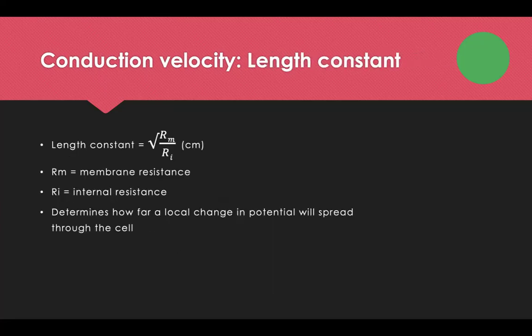Next is the length constant. So this is a measure of how far along an excitable cell a signal is able to travel before decay. This is determined by the membrane resistance and the internal resistance. So like we were just saying about the myelination, we've got areas where there's going to be more membrane resistance, so essentially less ability of ions to cross the membrane, which will be largely determined by ion channel expression in those areas.